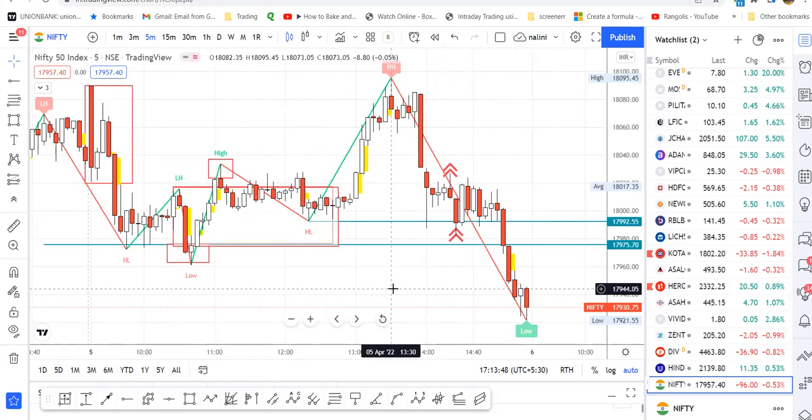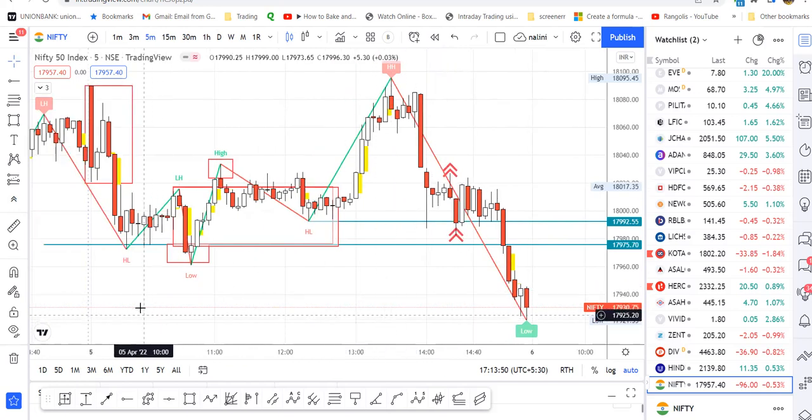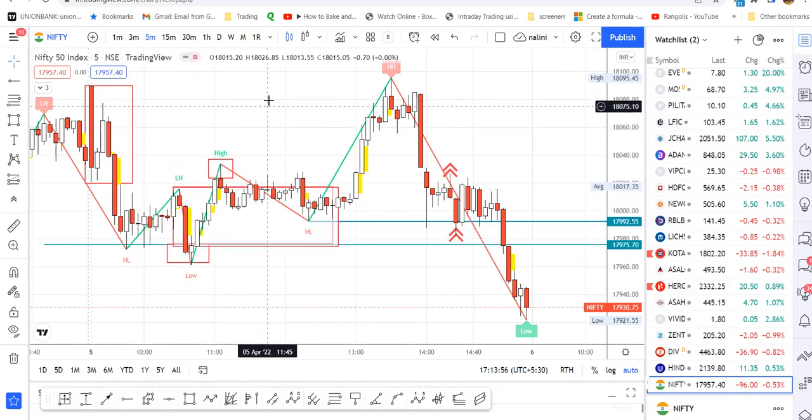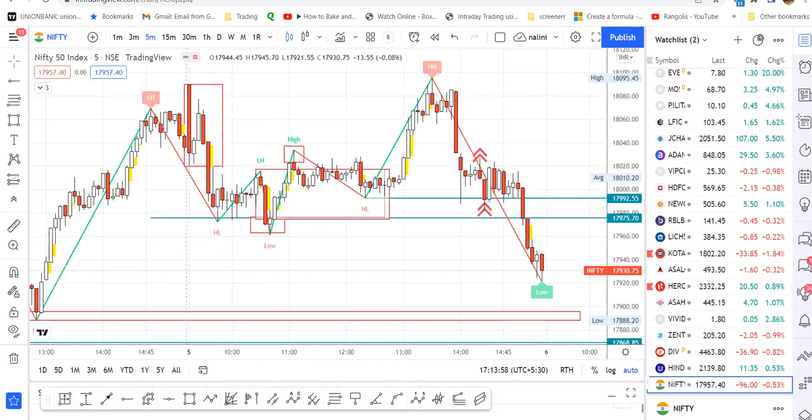I hope this will help you to take intraday trades by seeing this. So as far as my knowledge goes, I've explained it to you. Probably it will help you traders to take trades wisely. Thank you very much.